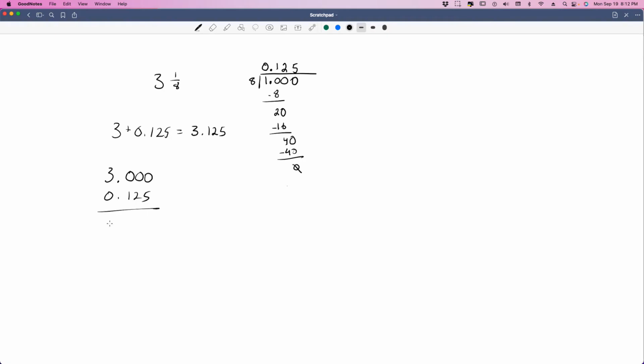3.125. But if we had had that 3 on there, it would have taken a lot longer. So we just accept that the 3 is already our whole number, and we just want to find the decimal that is behind. That is because a fraction, a proper fraction, where you have a smaller number on the top and a bigger number on the bottom, is just a decimal.